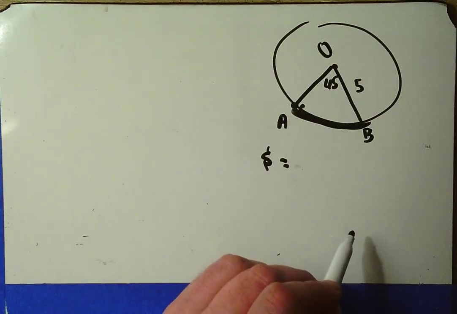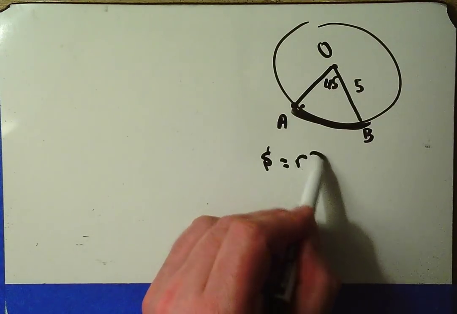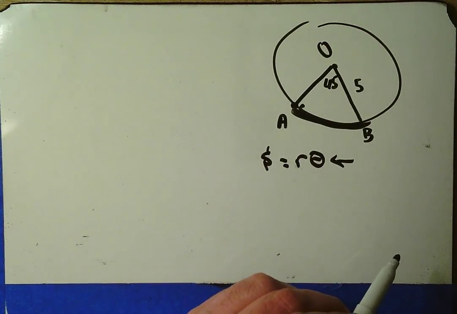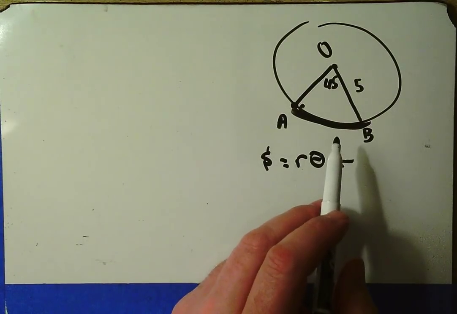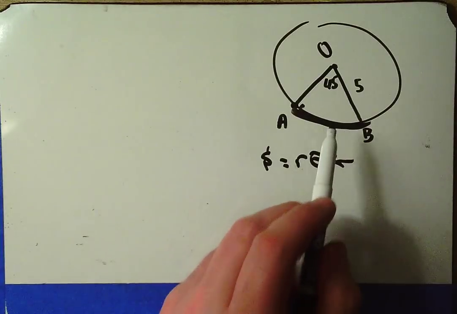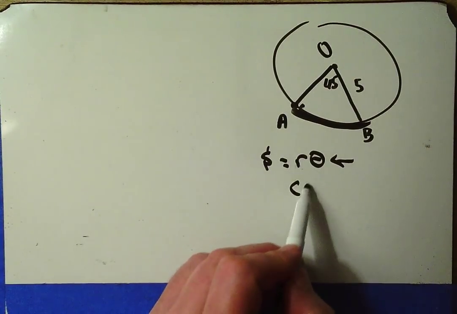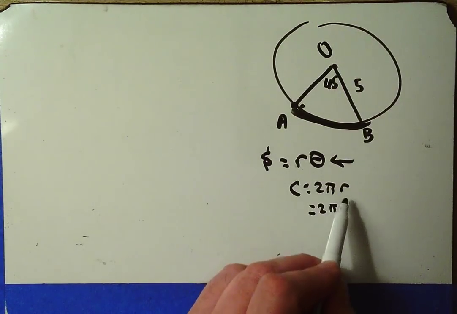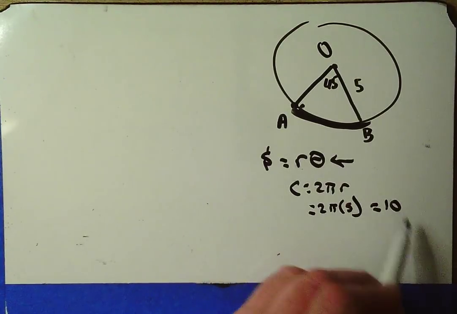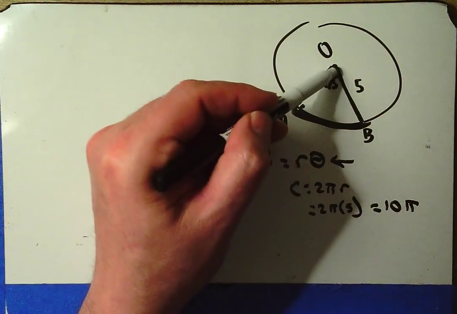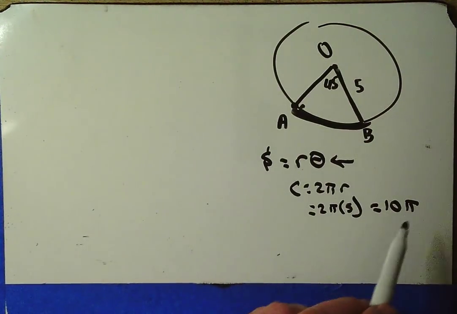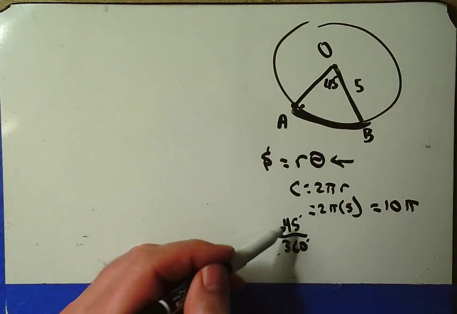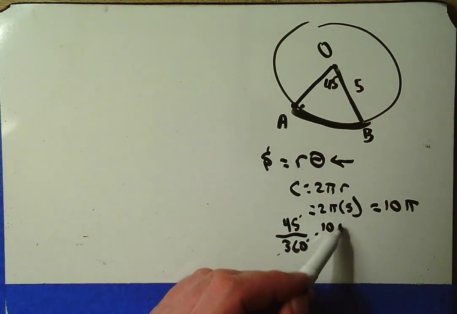Now I remember the arc length formula from trig class is s equals r theta, and theta has to be in radians. But if I don't know what radians are yet, then the way I think about this problem is to say, okay, I want some part of the whole circumference. Circumference is 2 pi r. Sorry, radius is 5, so circumference is 2 pi times 5, or 10 pi. What part of the whole way around do we want? Well, we want 45 degrees over 360 degrees, some part of the whole way around times 10 pi.